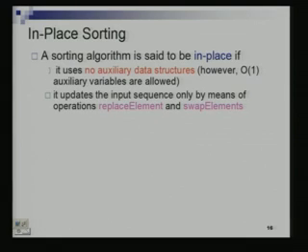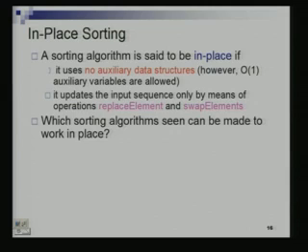Okay, so a sorting algorithm is said to be in place if it uses no auxiliary data structures. It could use a constant amount of additional space, however, and it updates the input sequence only by means of the operations replace element and swap. Basically, you have a bunch of numbers, it replaces one of them by some other, or it just swaps 2 numbers. That is when we call the algorithm to be in place.